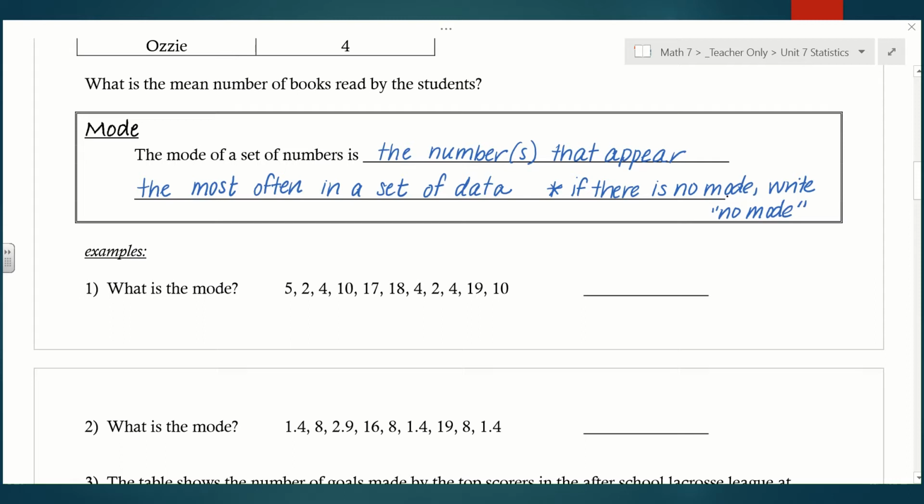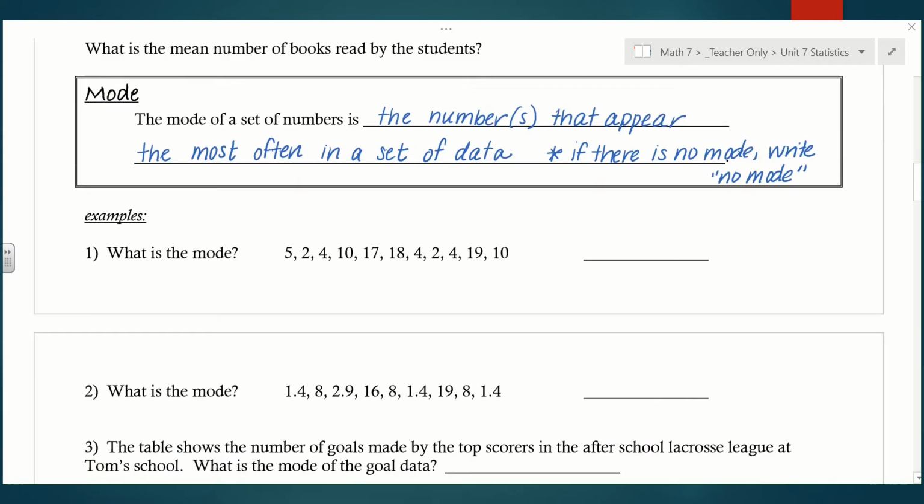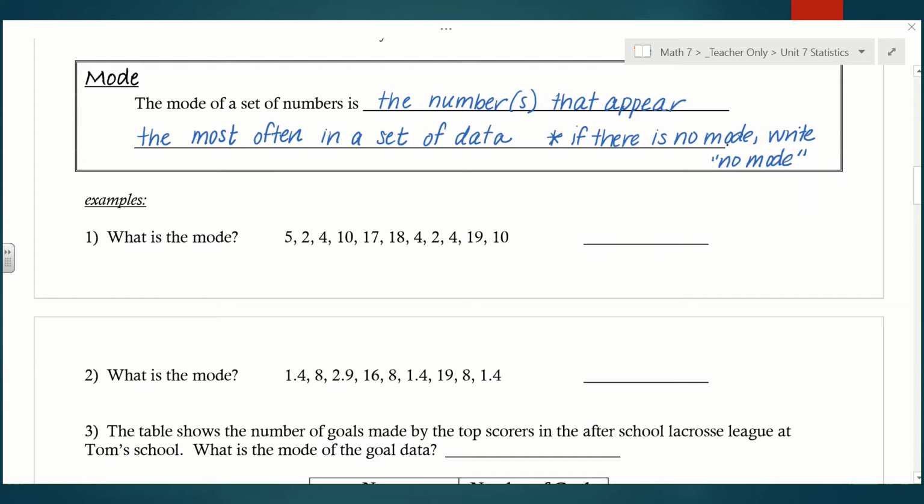Okay, and like I said before, we could have more than one number that is the mode. So you don't need to know this vocabulary, but if there's 2 modes, we call that bimodal. There's 3 modes, we call it trimodal, and so on. Okay, so first example, what is the mode? So take a second looking through all of that data. Which number appears the most?